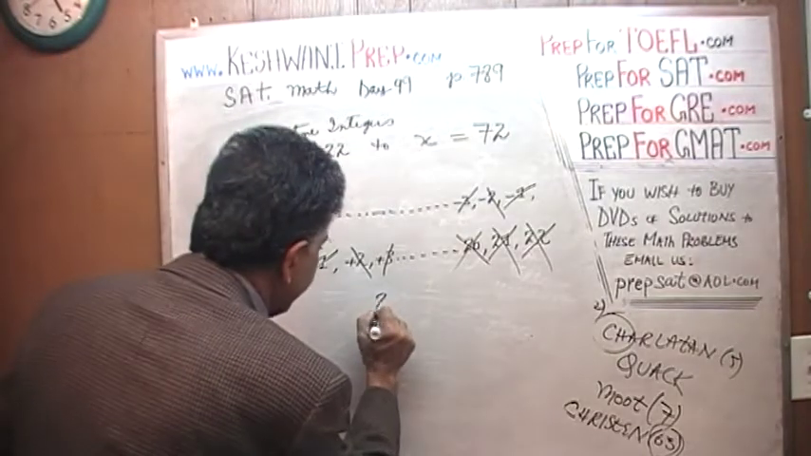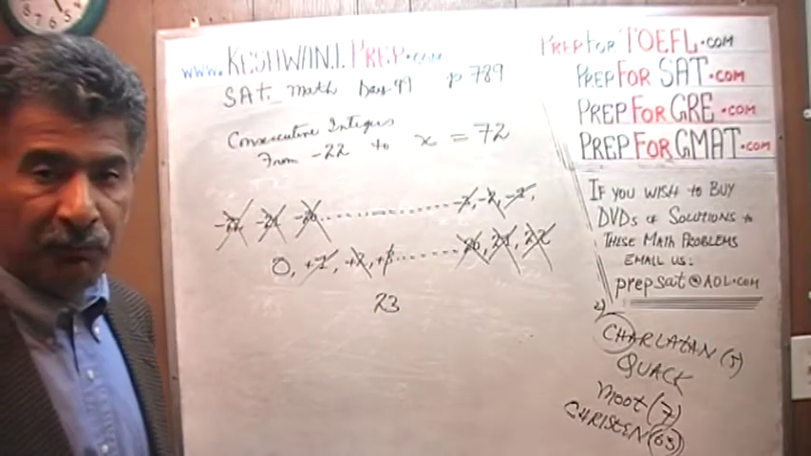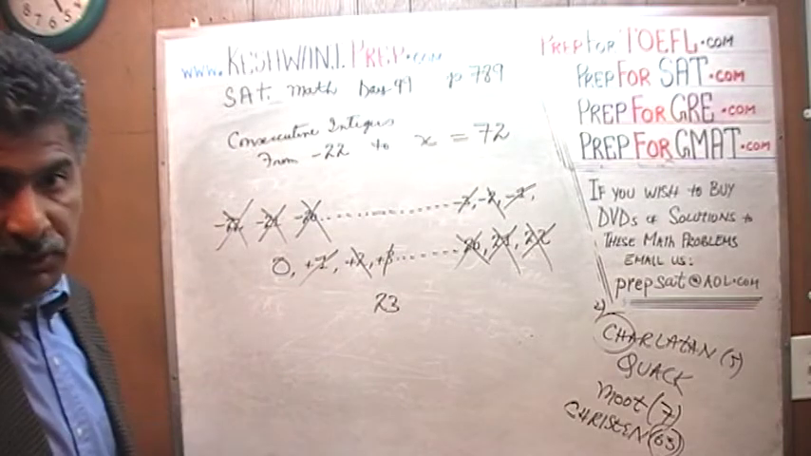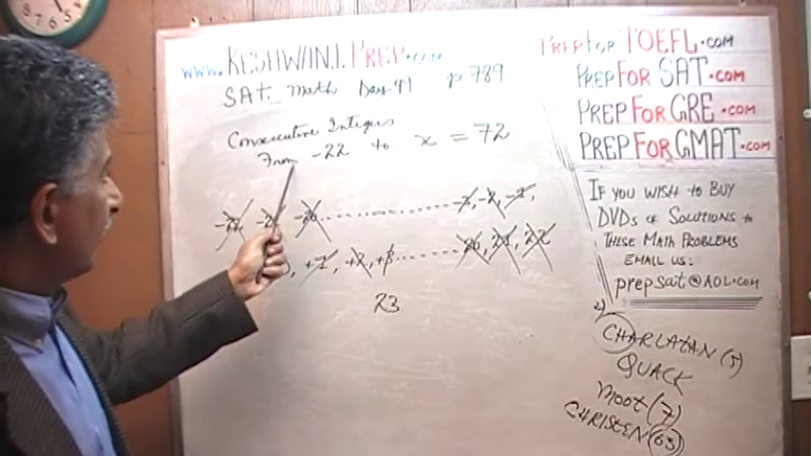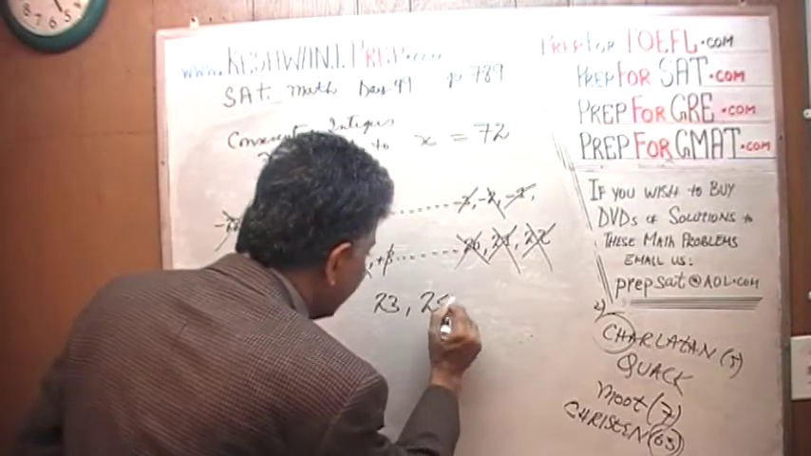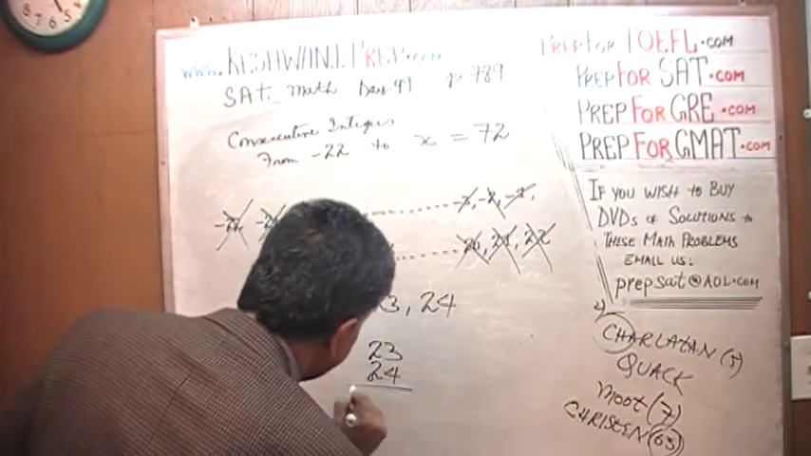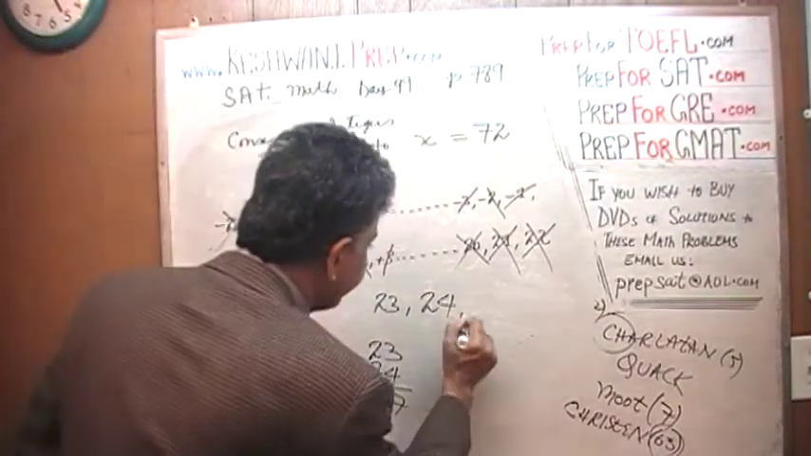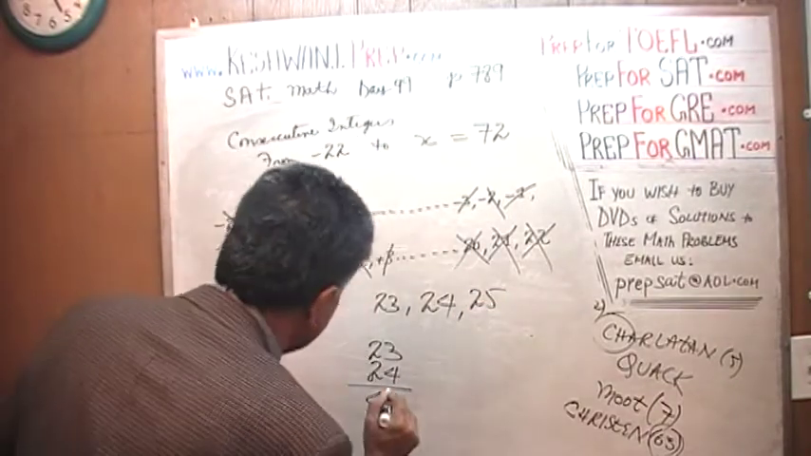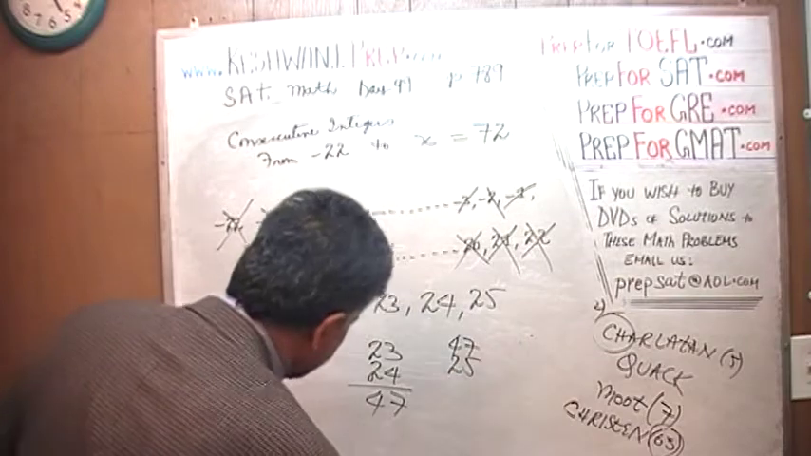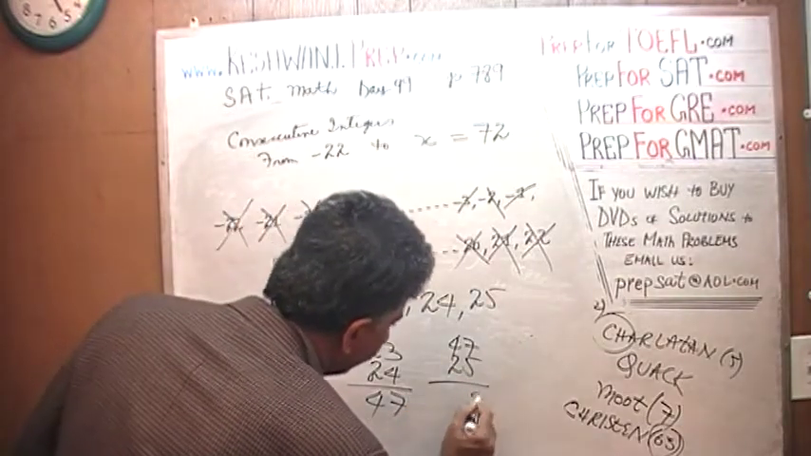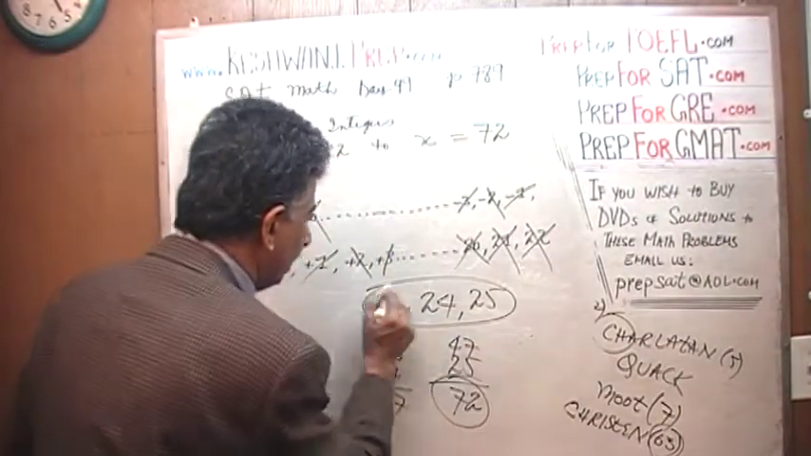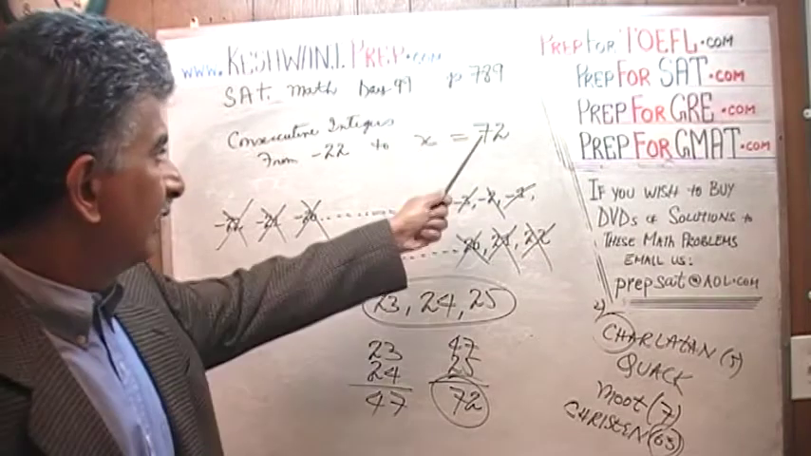And the next number is going to be 23. So the sum of consecutive integers from negative 22 to positive 23 is just 23. The sum of consecutive integers from negative 22 to 24 is 47. We need 72. Let's do one more. So 47 plus 25. 7 plus 5 is 12, carry 1, and 72. There you go. So now we can see the sum of 23, 24 and 25 is 72.